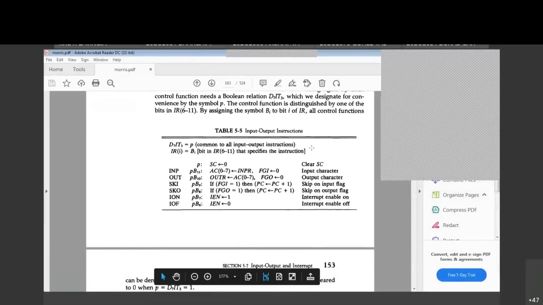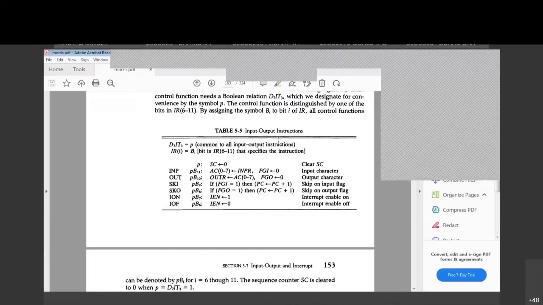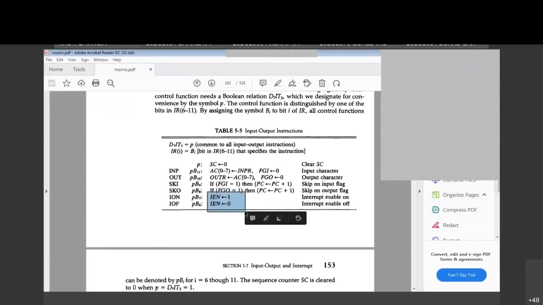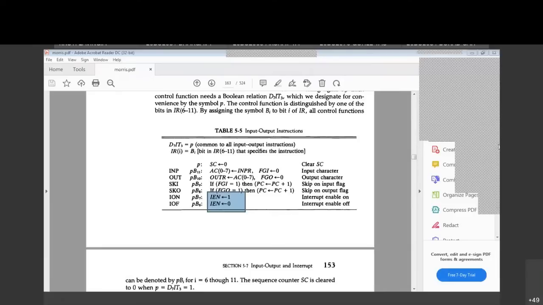Okay, so let us start with the session. In yesterday's session, I had explained the input-output instructions. I told you that I'll be discussing the IEN part in the next session. So we had completed memory reference instructions, register reference instructions, and input-output instructions. We had discussed each of the instructions in detail.